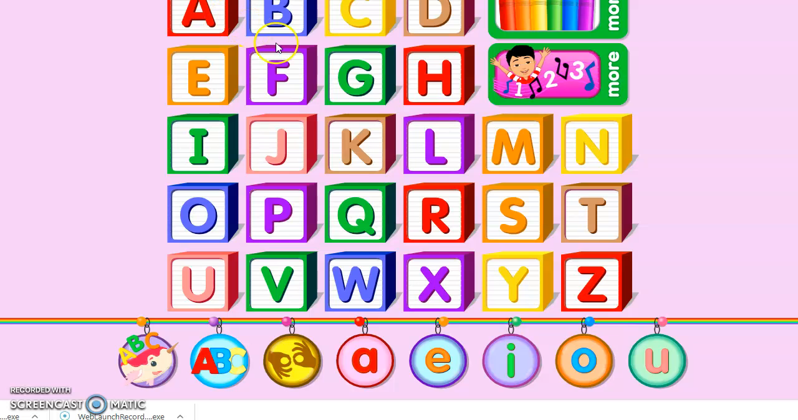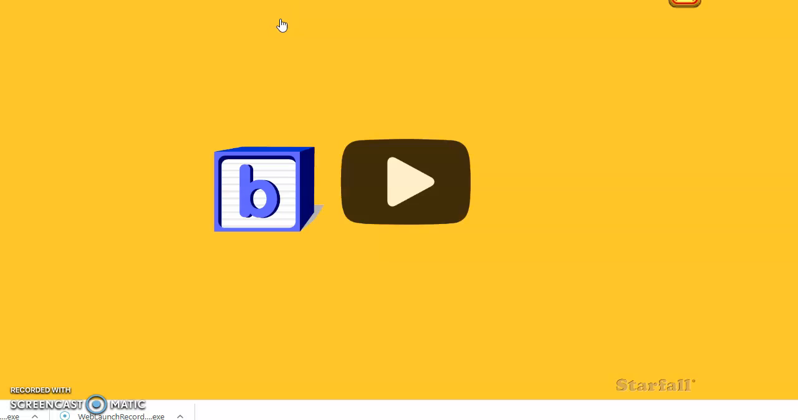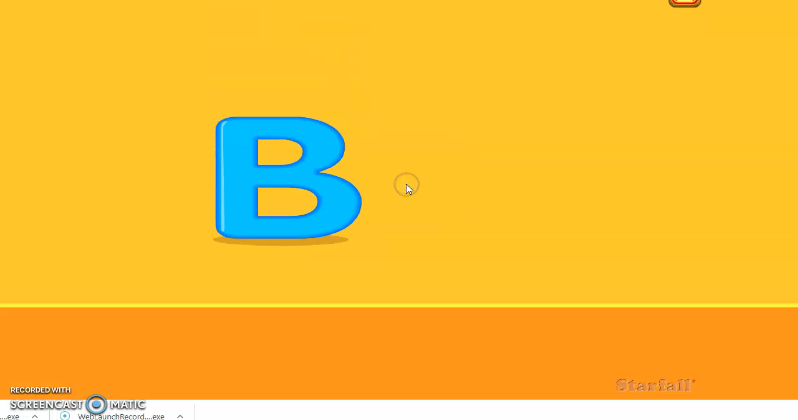Oh, and we can close out of A and go back to the alphabet list and then go to the next letter, which of course is B. And so this one's in blue. So again, I would ask, what letter is this and what color is the block?